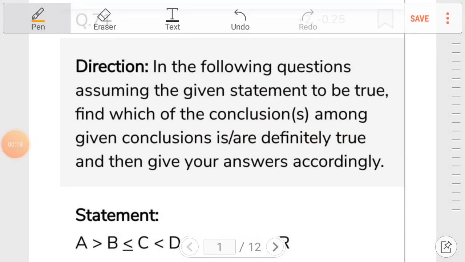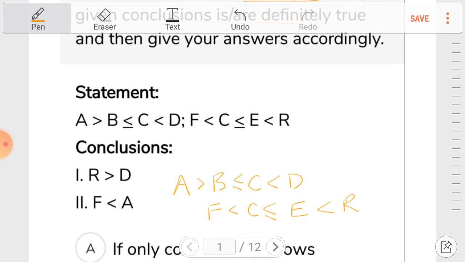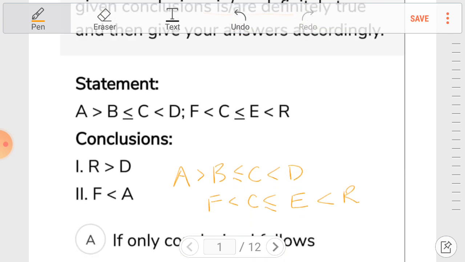So the first problem is statement and conclusion, in which we have to assume the given statement is true, and based on which we have to find which conclusion is true and which is wrong. And according to that we have to tick the option.